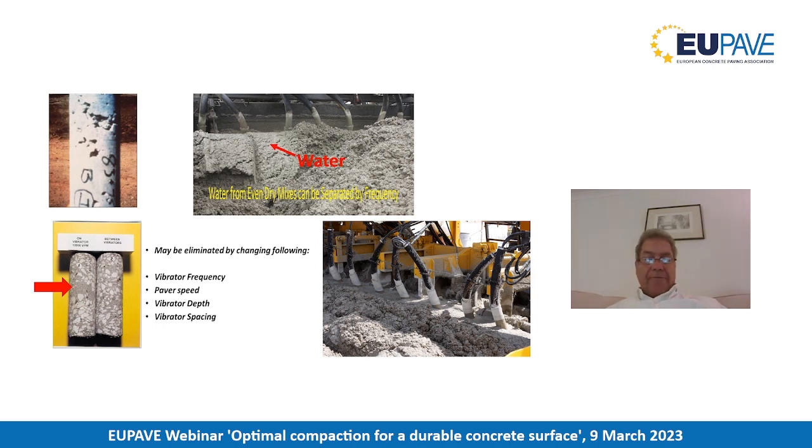The picture on the left with the red arrow is showing the effects of over-vibration, where the aggregate separates, leaving a section of concrete with no aggregates interlocking.